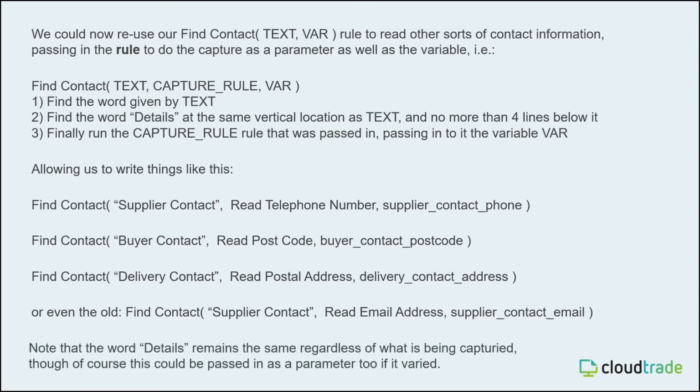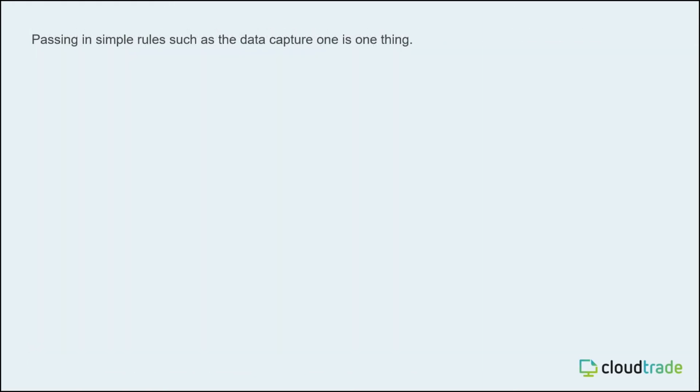The word details, by the way, which is a find contact, remains the same, it's part of that rule, but we could even pass that as a parameter if we wanted to as well. Passing in simple rules such as that data capture one is one thing. The find contact rule itself could be passed in as a parameter as well.